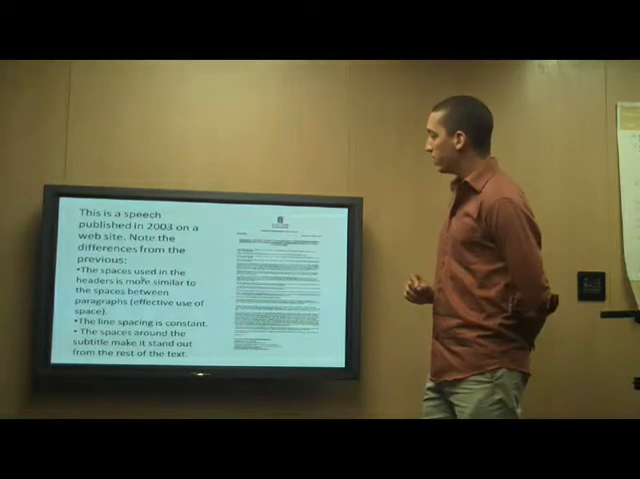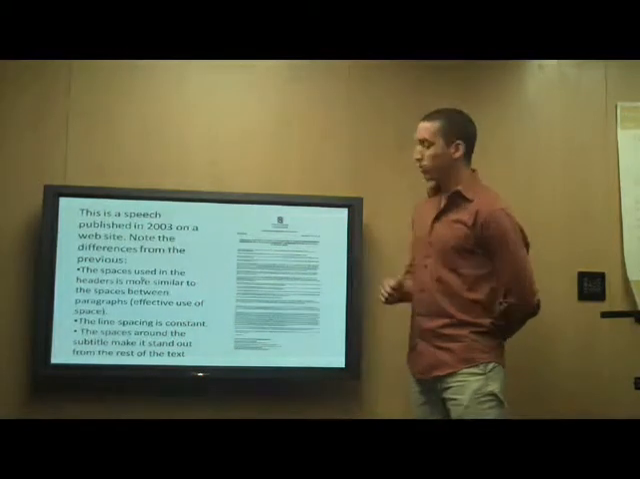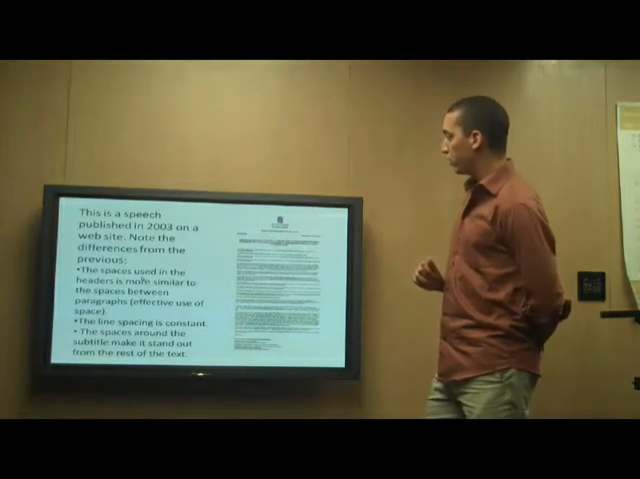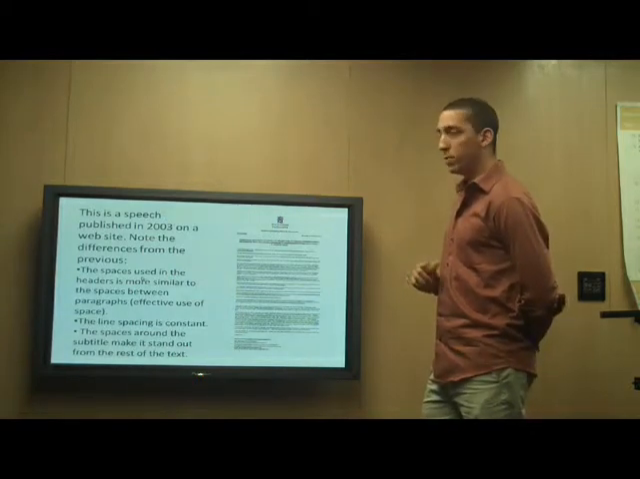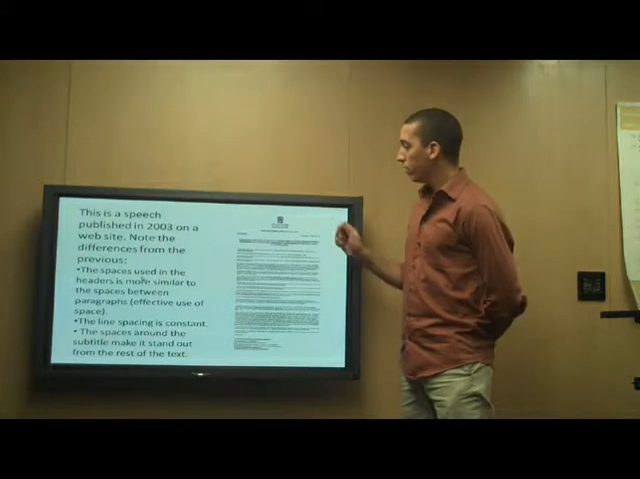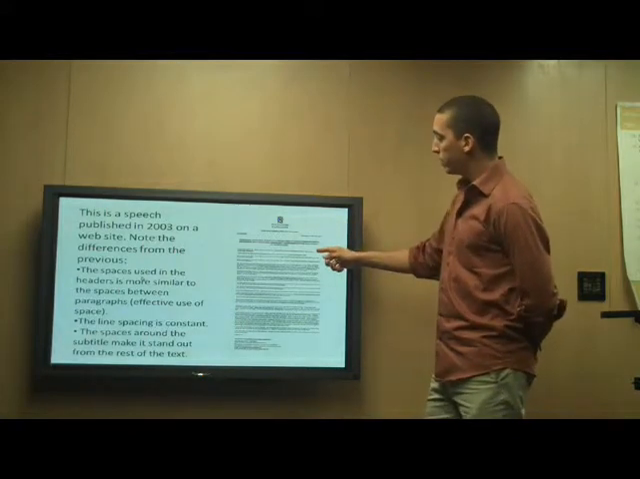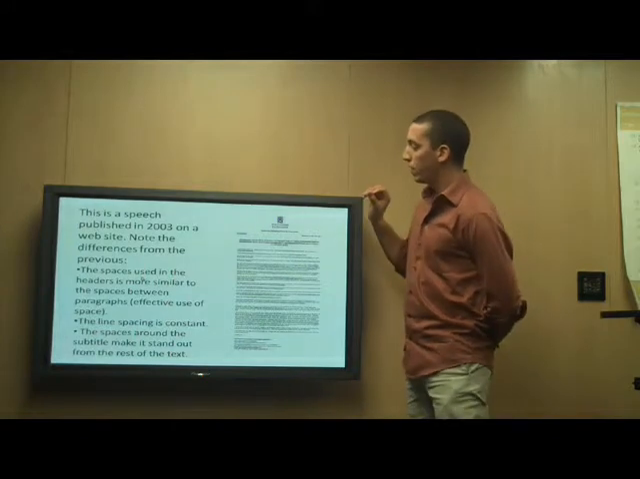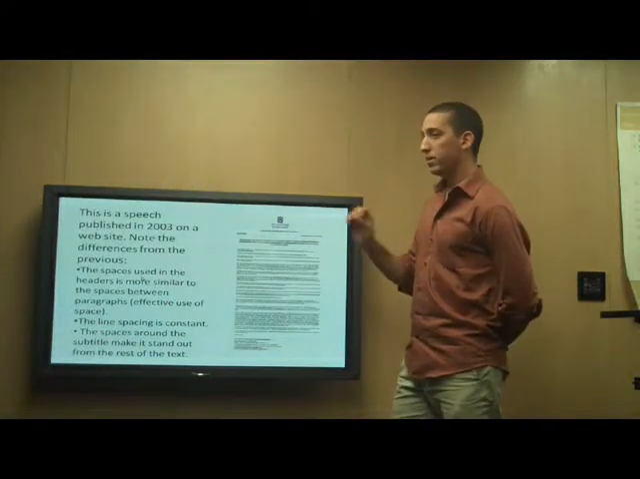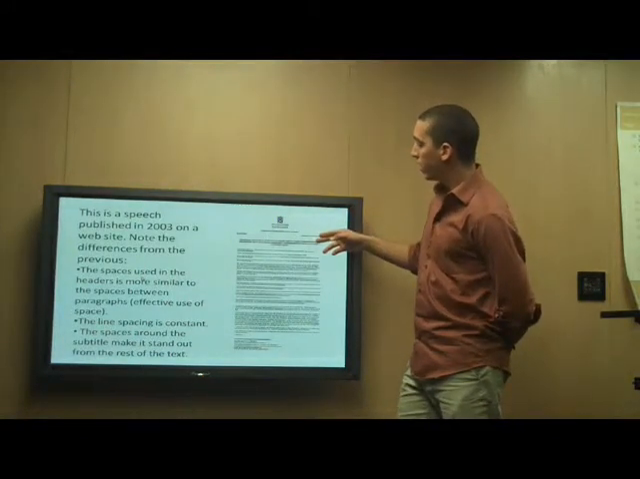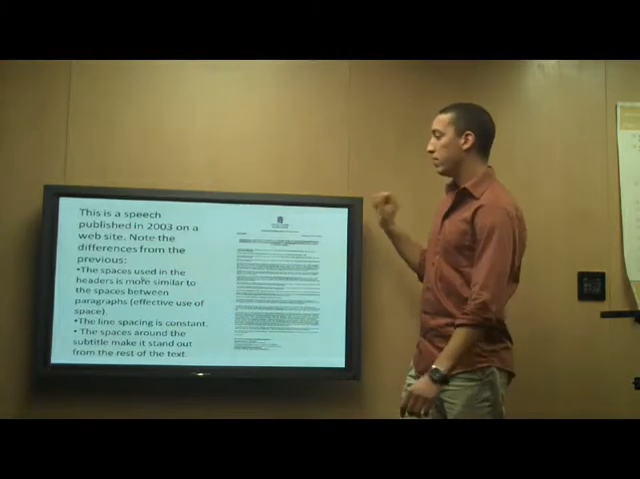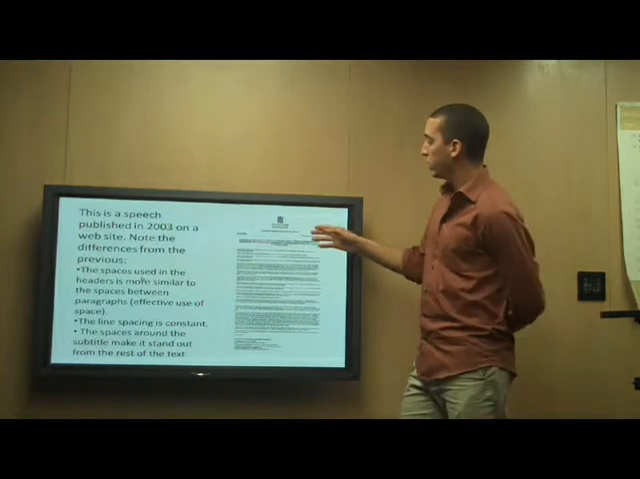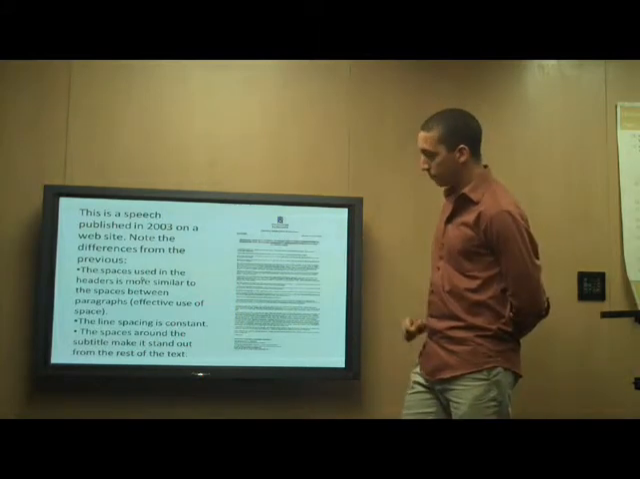Now, in this case, this is a document that was published online in 2003, and it shows many similarities with the one we saw before. In this case, the line spacing between paragraphs is constant, and again we have a smaller space than the one before, but in the header we can see that it stands out from the rest of the text because of the color and also because of the spaces that surround it.